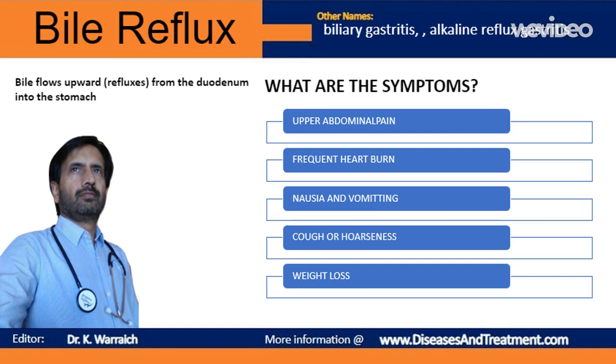And the differential diagnosis is very important. If you vomit and you find that the color of the vomit is greenish or yellowish, it may be due to bile reflux, because the bile color is green. So this is an important clue to differentiate between GERD and bile reflux.